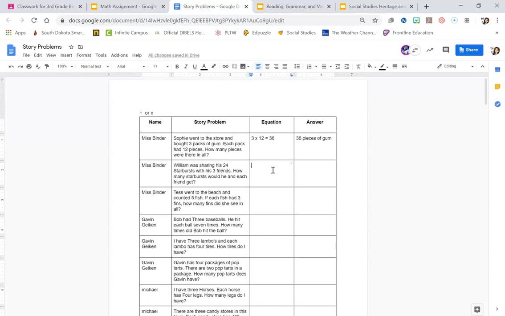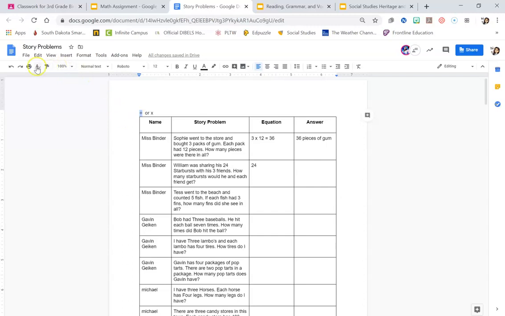Remember, division is big number divided by a little number equals another little number. So I know I'm dividing up here because it says he's sharing. So I'm going to do 24 because that's how many he has. For the division symbol, I want you to come up here and copy the division symbol up at the top.